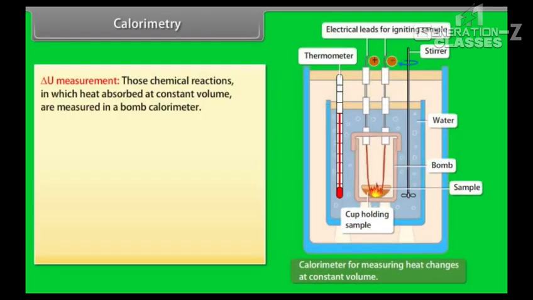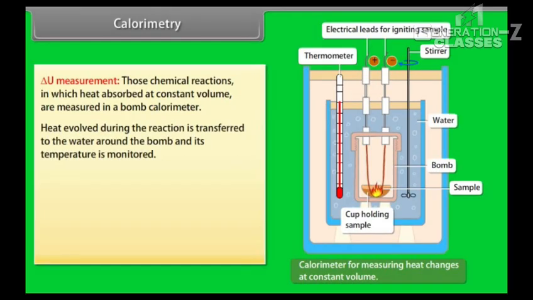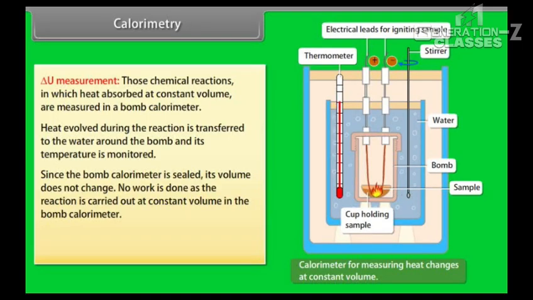Delta U measurement. Those chemical reactions in which heat absorbed at constant volume is measured are carried out in a bomb calorimeter. The steel vessel is immersed in a water bath to ensure that no heat is lost to the surroundings. A combustible substance is burned in pure dioxygen supplied in the steel bomb. Heat evolved during the reaction is transferred to the water around the bomb and its temperature is monitored. Since the bomb calorimeter is sealed, its volume does not change. No work is done as the reaction is carried out at constant volume in the bomb calorimeter.